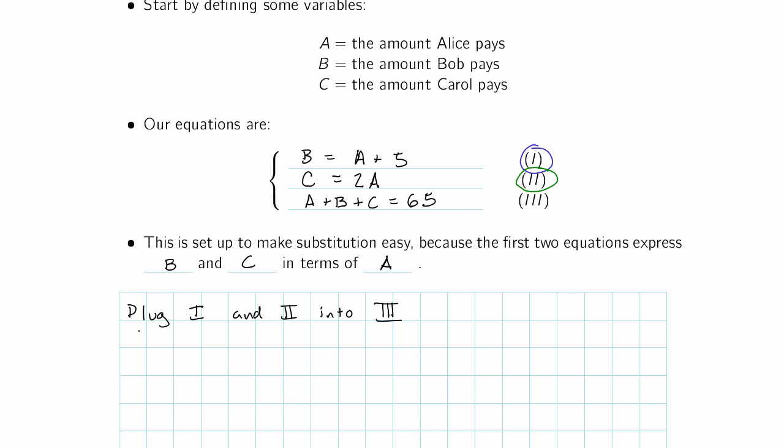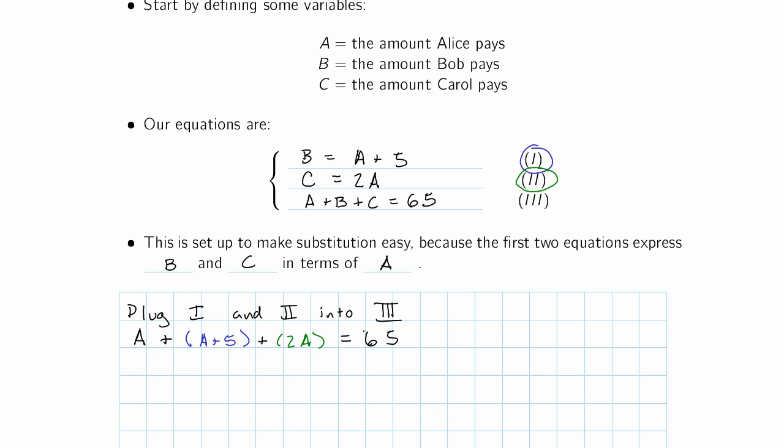That'll give us the equation A from the original equation plus B from equation 1, which is A plus 5, plus C from equation 2, which is 2A, and that all equals 65. Really nice. In one step, we went from 3 equations with 3 variables to 1 equation with 1 variable.